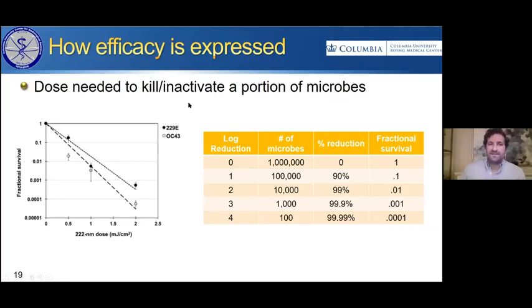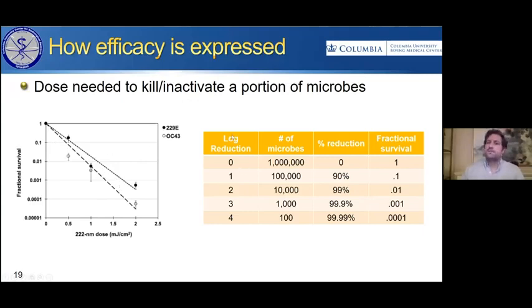So how is efficacy expressed? Efficacy is the dose needed to kill or inactivate a portion of microbes. So on the graph to the left, we see increasing dose, starting with 0, progressing up to 1/2, 1, 1.5, and 2 millijoules per centimeter squared. And with increasing dose, we see a decrease in survival. So on the y-axis, we start with 1, which is 100% survival at 0 dose. And then as we apply more dose, we see a smaller and smaller fraction of survival.